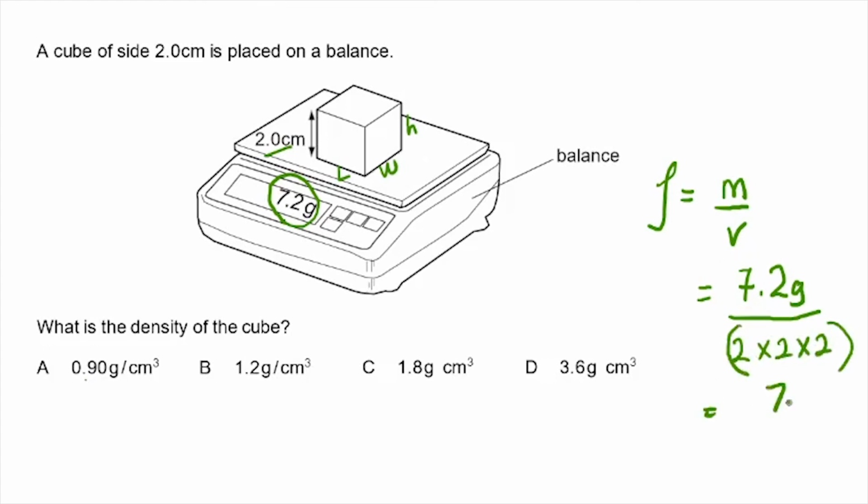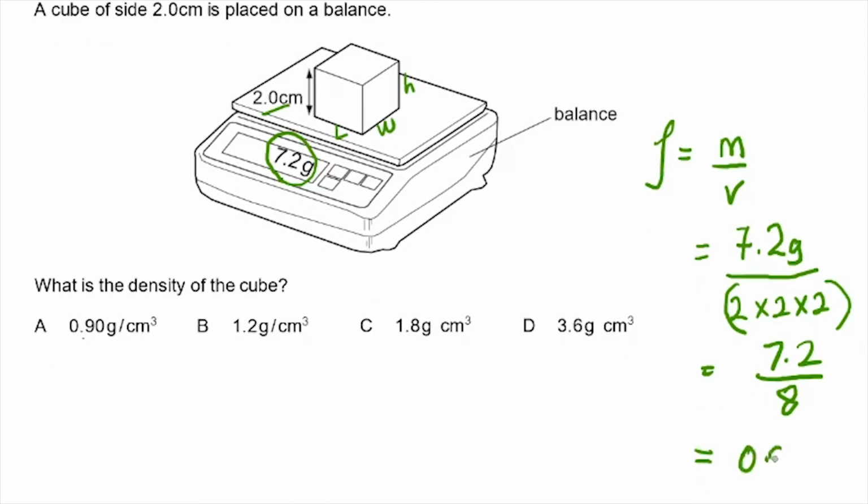So this is going to become 7.2 divided by 2 times 2 is 4, 4 times 2 is 8. And our answer there is going to become 0.9. And the units, this is in grams, this is in centimeters cubed, so it is grams per centimeters cubed. So the answer is 0.9.